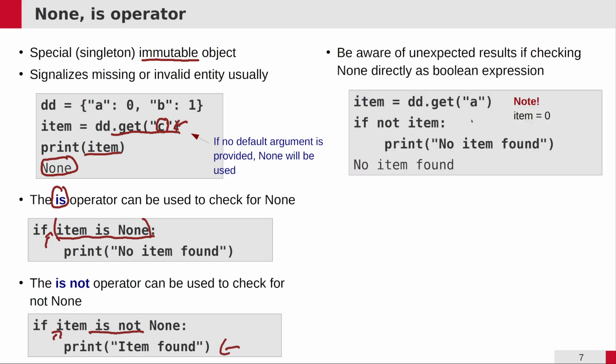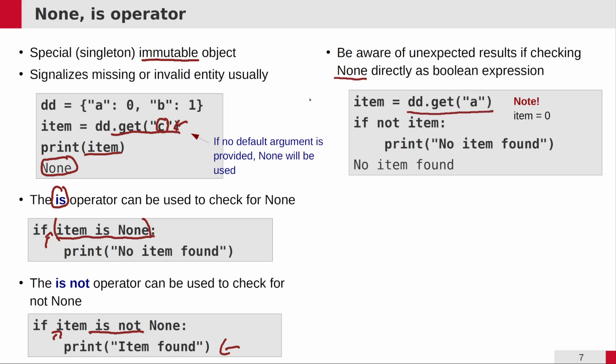So this is the is not operator which you should use if you want to check if something is not None. A very important thing to note, as we discussed already, is that in Python every expression can be evaluated as a Boolean expression, and None will also be evaluated as False. But this is the same as 0. So be a little bit careful if you are, for example, using the get method, as in this example here. You can try it in your Python environment.